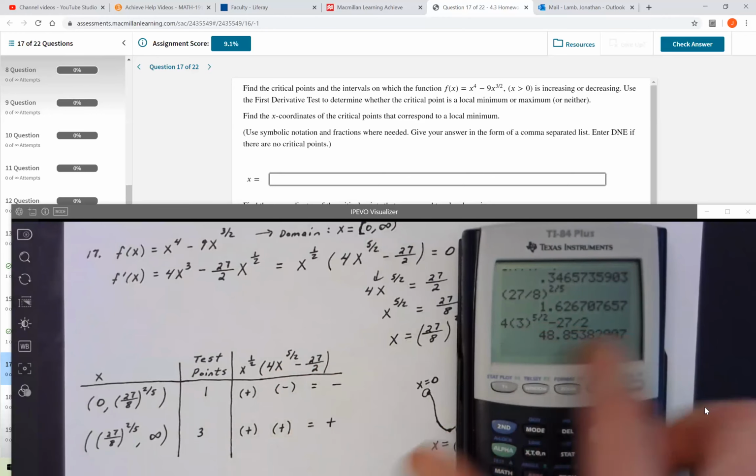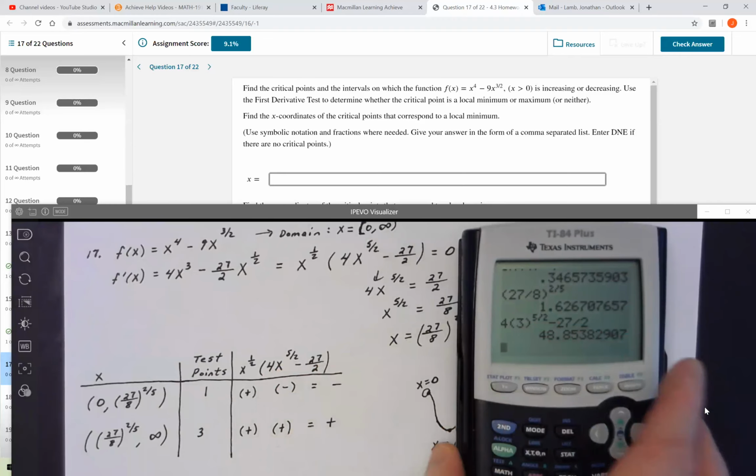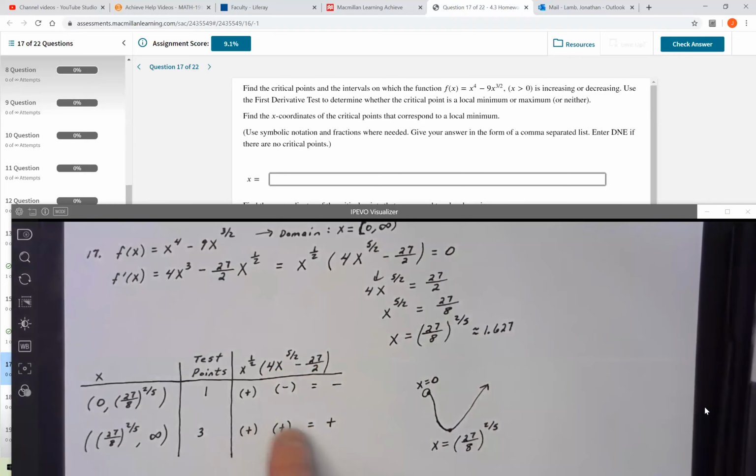I don't care about the specific value. I just care about the sign. It's a positive. So my derivative has 2 positive factors in the second region. Thus, it's positive, and thus my original function is increasing. This shows me that 27 over 8 to the 2/5 is the location of a minimum on the original function, and my original function is decreasing before that point and increasing after it.